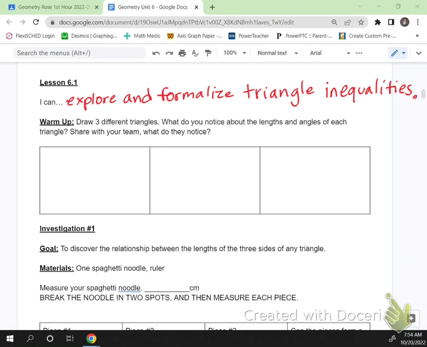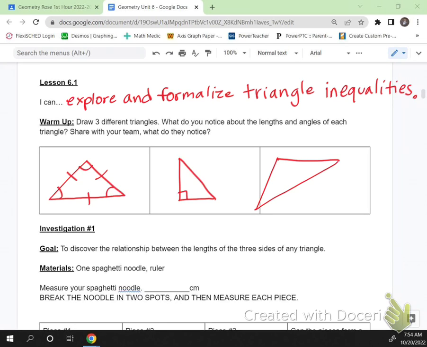For the warm-up, can you draw me 3 different triangles? I want 3 different triangles. One here, one here. What do you notice about the lengths and the angles of each triangle? Share with your partner. We'll share out in about 1 to 2 minutes. Go. The point is, did you draw 3 different types of triangles? Could you think of 3 different types of triangles?